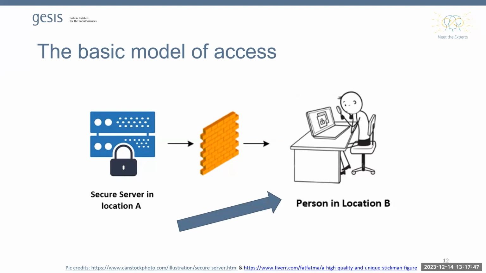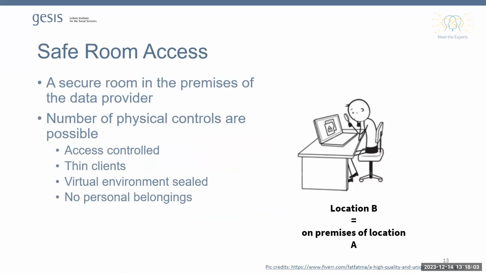As we go through the different access routes, and I'll talk a little bit about what they look like, the thing that really changes is the location of our researcher. So we start off by talking a little bit about safe room access. Now, this is something you may be quite familiar with, and it's a very simple setup.